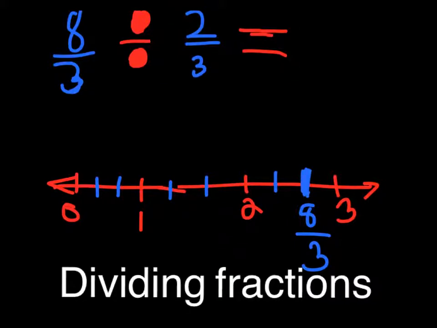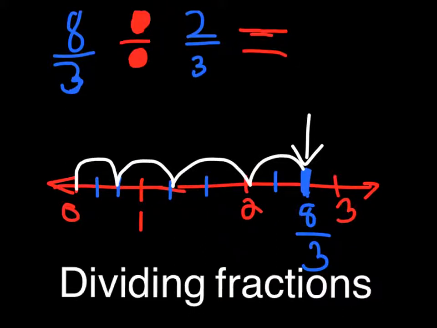When dividing fractions, you can use a number line. I made a number line cut into thirds and labeled 8/3. Now I need to count how many jumps of 2/3 it takes to get to 8/3. So 1, 2, 3, 4 jumps. So 8/3 divided by 2/3 equals 4.